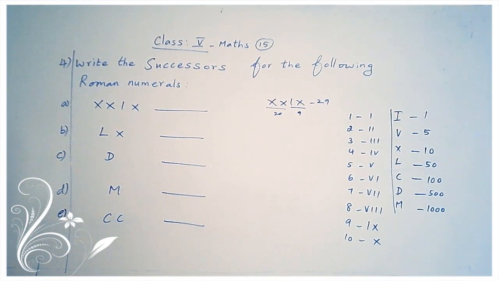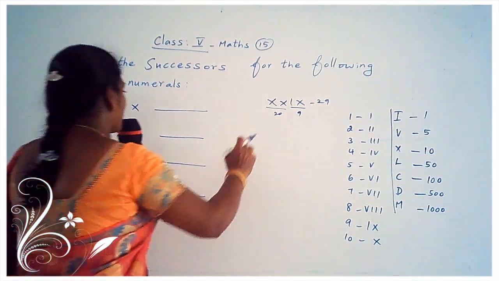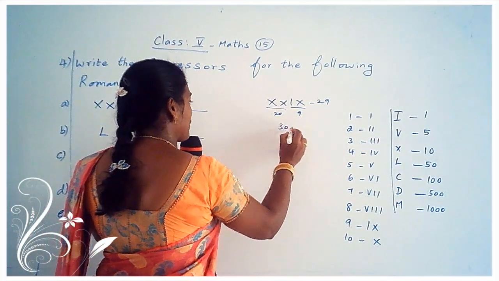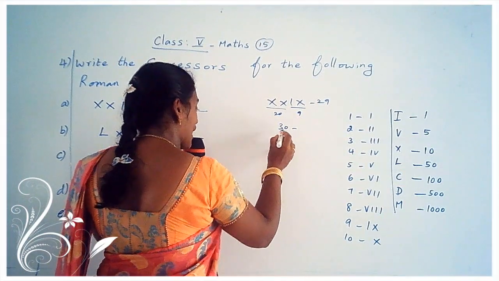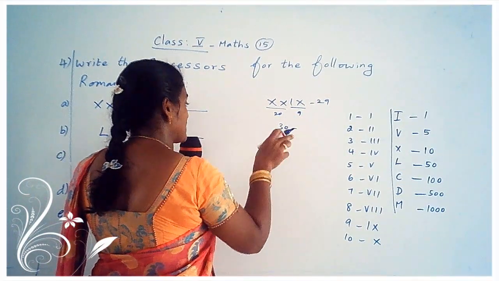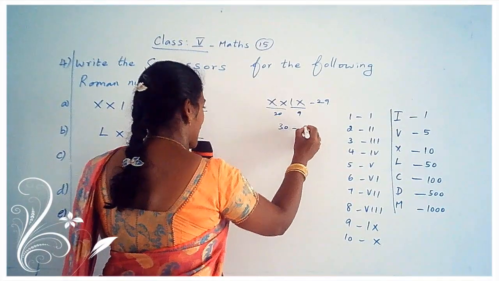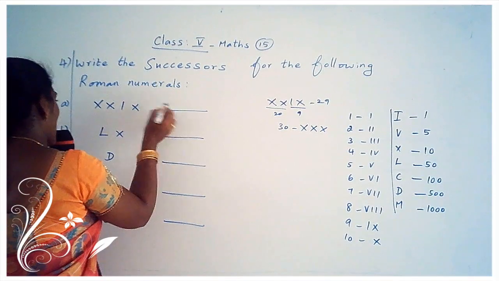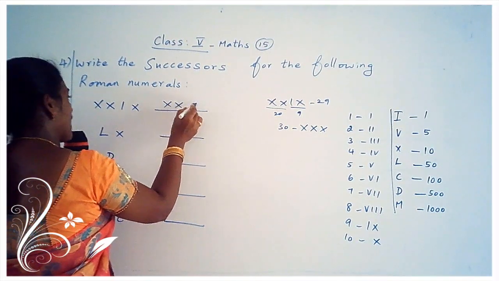Yes children, we can get the successor by adding 1 to it, otherwise the number that comes after the given number. So after 29 comes 30. So the successor of 29 is 30. How will you write 30 in Roman numerals? 30 means 3 times X. 30 can be written as 10 plus 10 plus 10. Here 10 stands for X. So that's why XXX. So your answer is XXX.